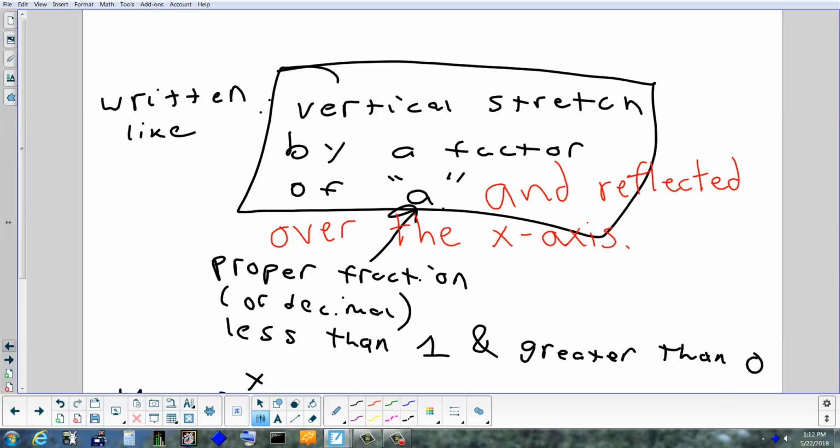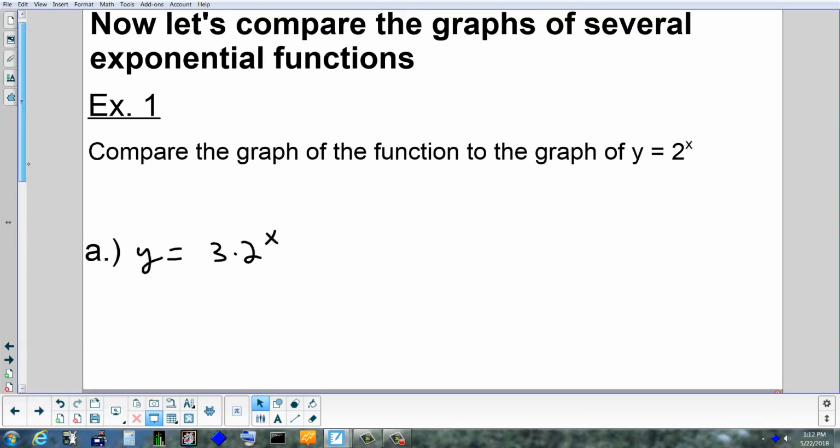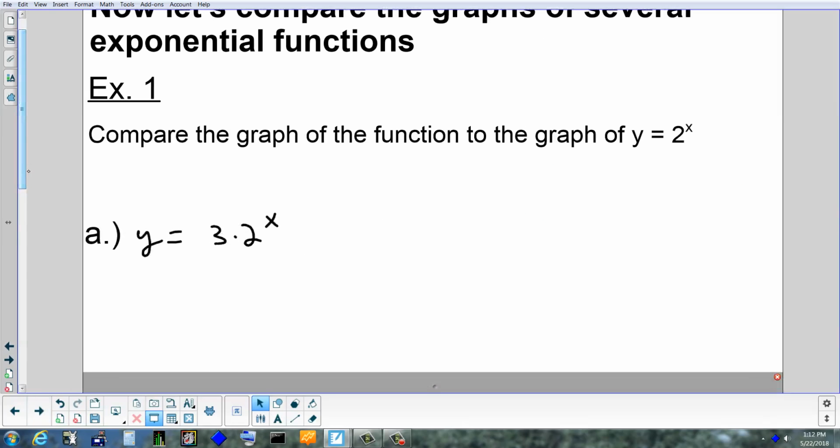But the reason we're doing it today is because yesterday, when it was vertical stretch, it went up really rapidly. It got steeper really, really fast. Today it's getting less steep. The curve is flattening out. Yes, it's flattening out. So whether A is a number greater than 1 or A is a number between 0 and 1, your wording will be the same. It'll just make the graph look different, that's all.